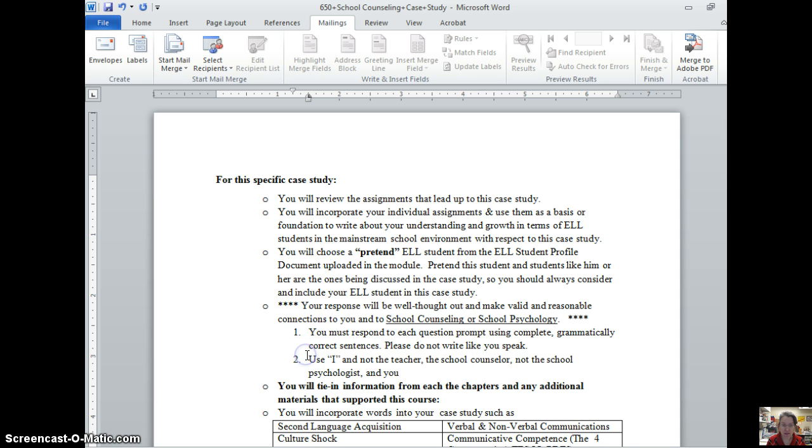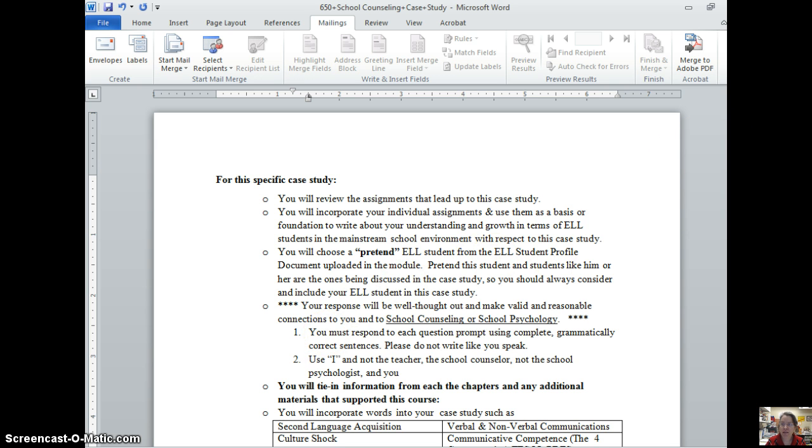However, for the purposes of this case study, because I want you to put yourself into it, you are role-playing through writing. Use I, and not the teacher, the school counselor, the school psychologist, or you, to refer to yourself. When you are speaking about your role and what you would do to promote certain issues of English language learner concern, we're talking about I would do this. I would suggest this.